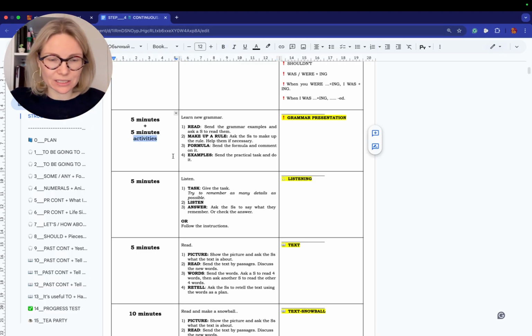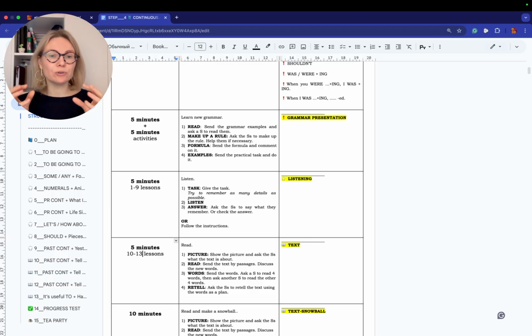This is still this part. And listening, we have lesson 1 to 9, 9 lessons. And here we have text. This is from lesson 10 till lesson 13.